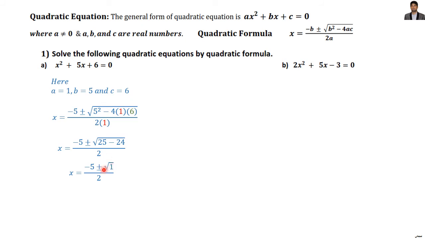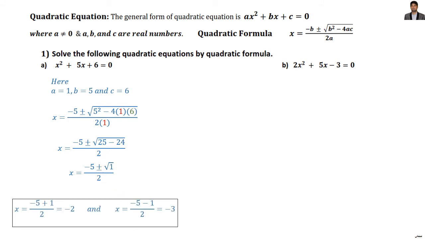Now solve it two times. First time with plus sign and second time with minus. Minus 5 plus 1 will give us minus 4. Divide by 2 equals minus 2. Second time, minus 5 minus 1 over 2, minus 6 divided by 2 will give you minus 3.